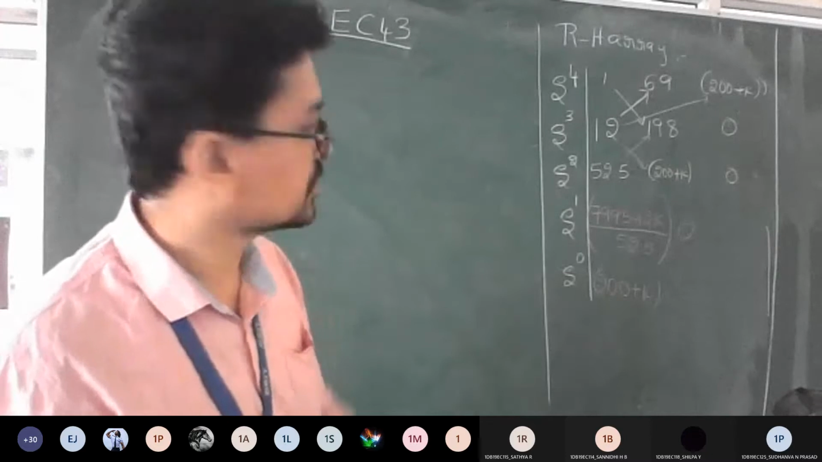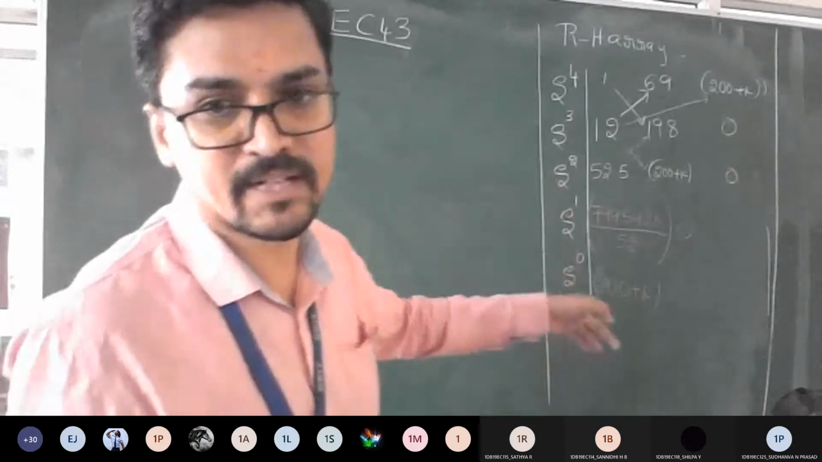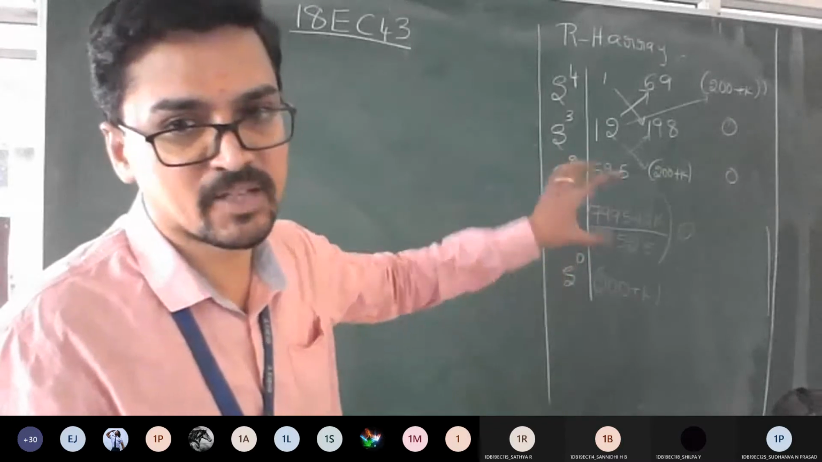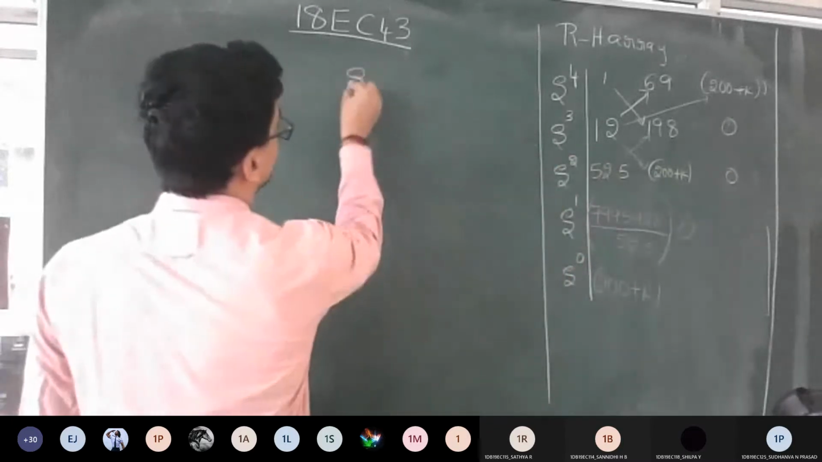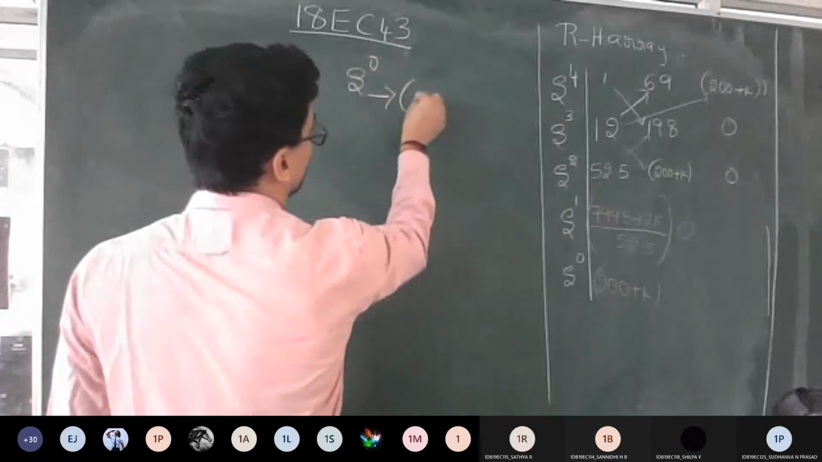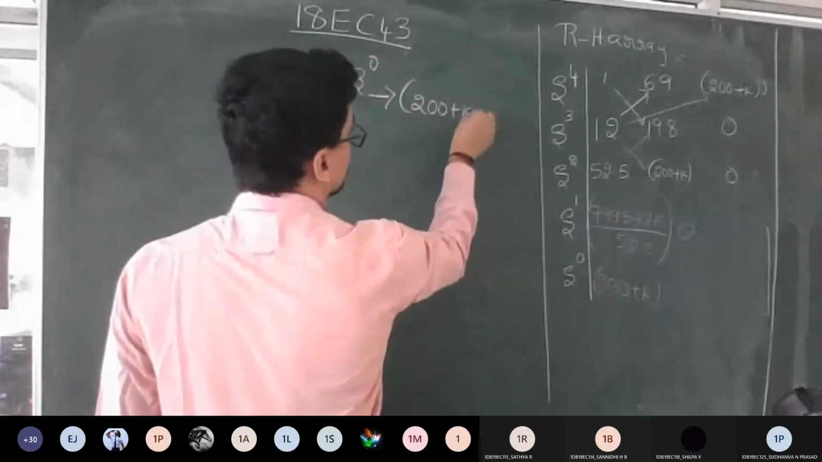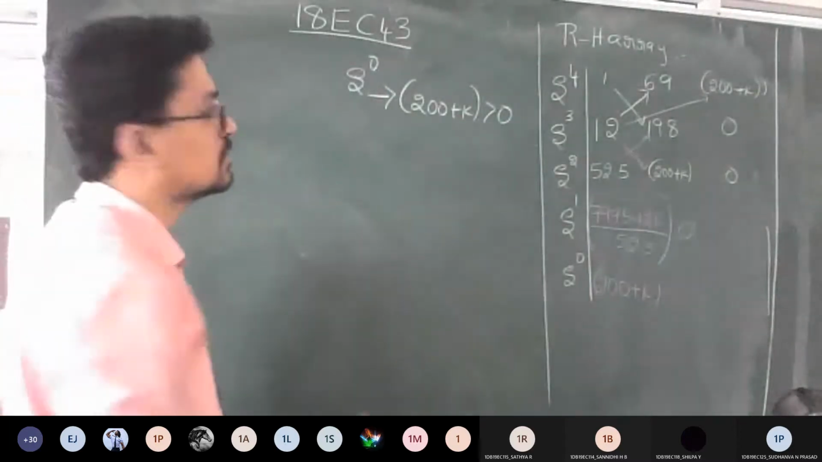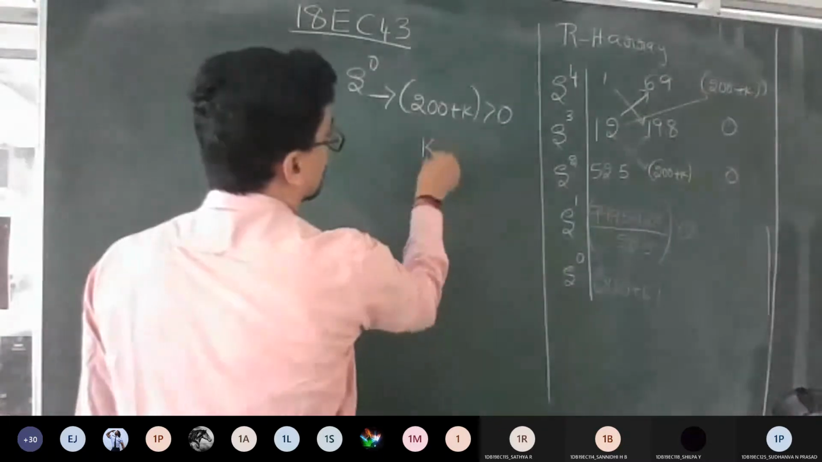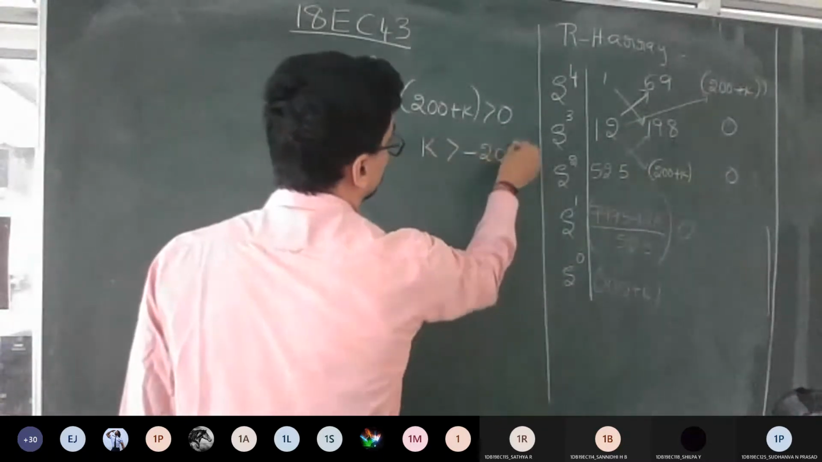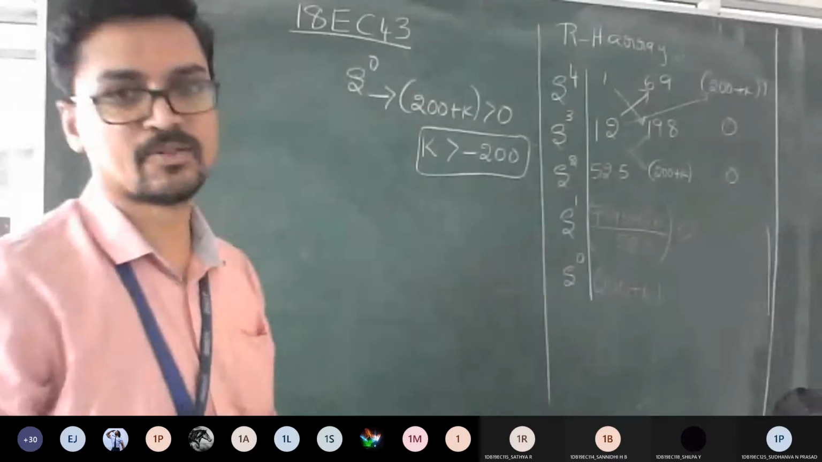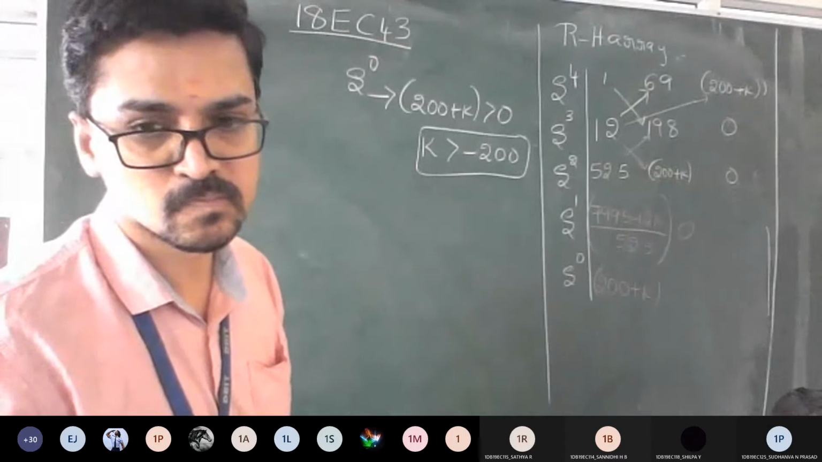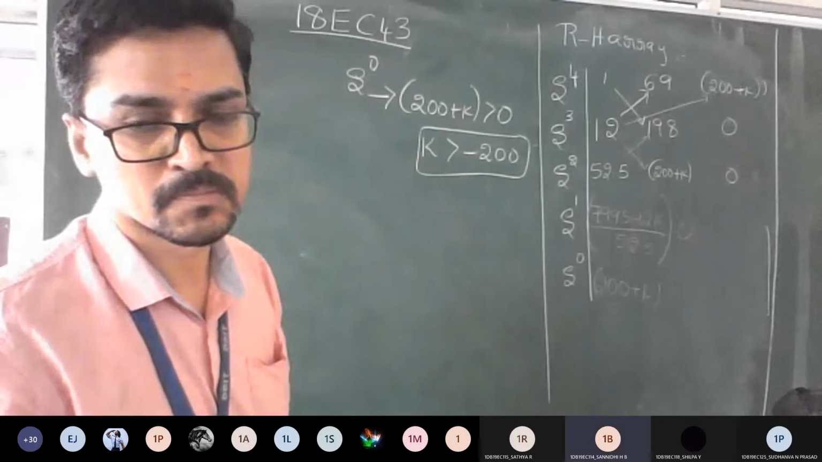After finding this much, you can see the first column is not having any values there. I need to check what that range is. How to do it? As I said yesterday, compare the coefficient. From the coefficient of s0, it's 200 plus k greater than 0. Correct? So nothing but what? Can I write k is greater than minus 200 or k less than 200? Is it okay? Everyone, is it fine? Yes, sir.